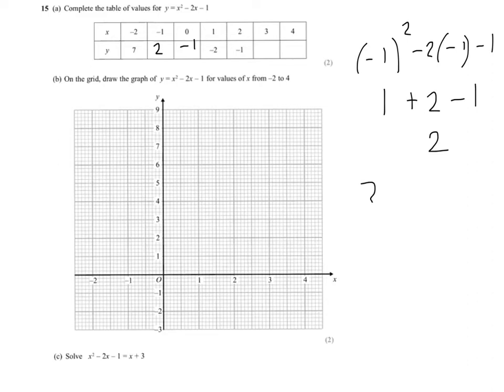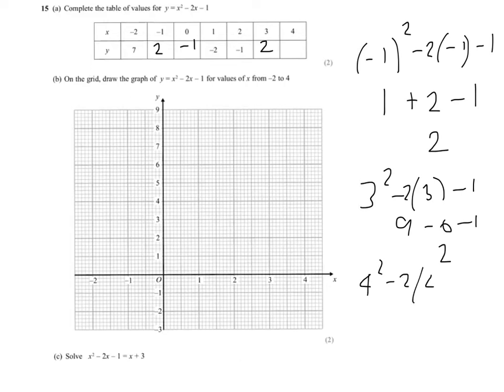The 3 will go 3 squared minus 2 times 3 minus 1. That's 9 minus 6 minus 1, and 9 minus 6 is 3, and 3 minus 1 is 2. So that is 2. Put the 2 in there, and then finally putting the 4 through, we get 4 squared minus 2 times 4 minus 1, so that's 16, take 8, take 1, which comes to 7. And you can see that there's sort of symmetry going through the point of minus 2.